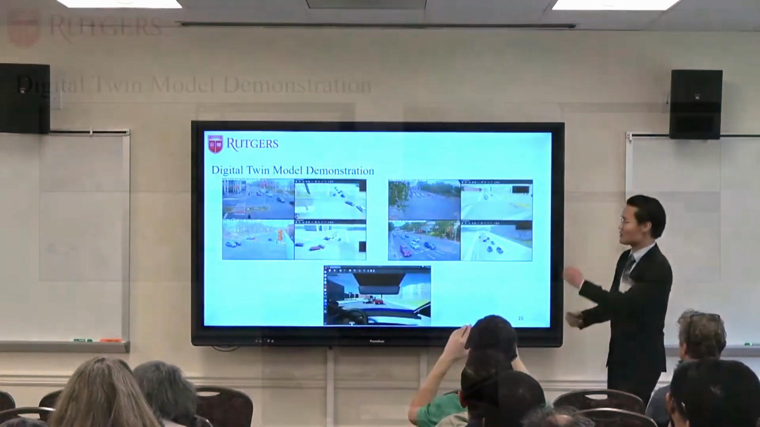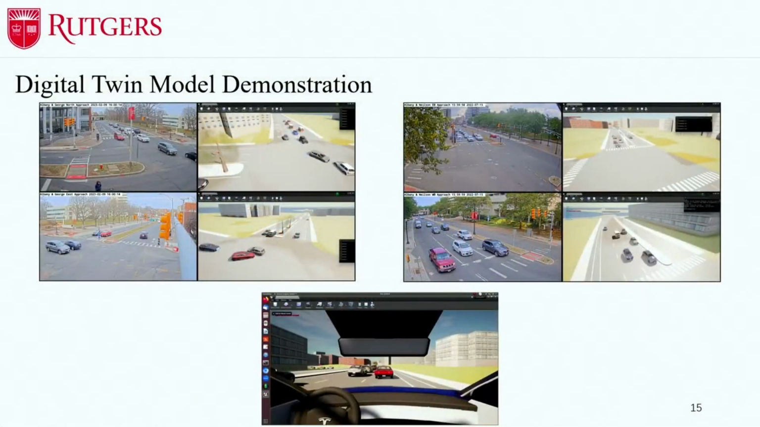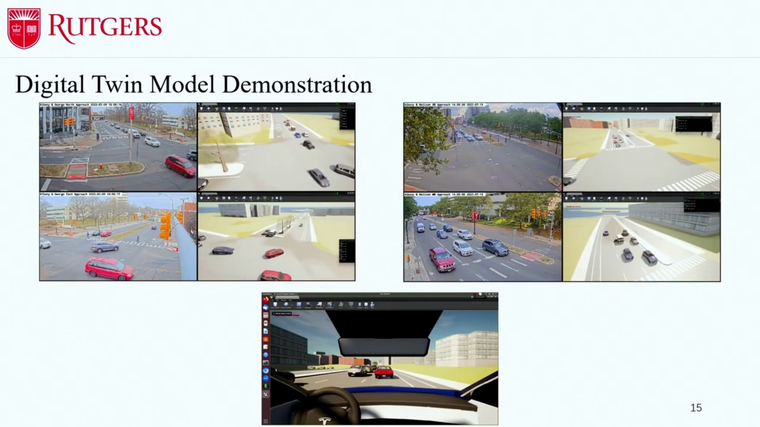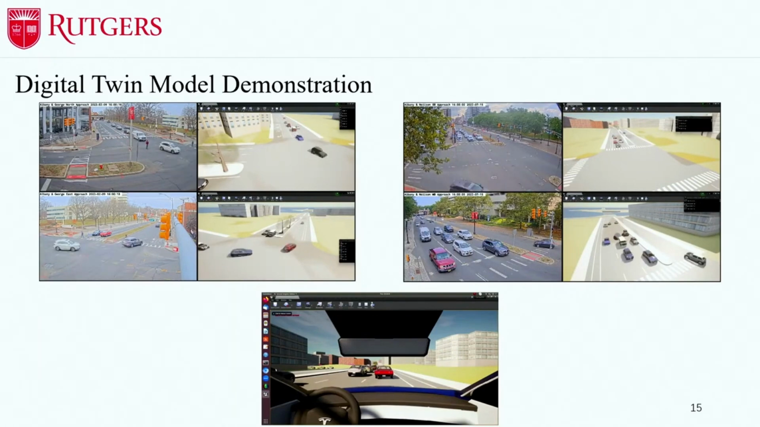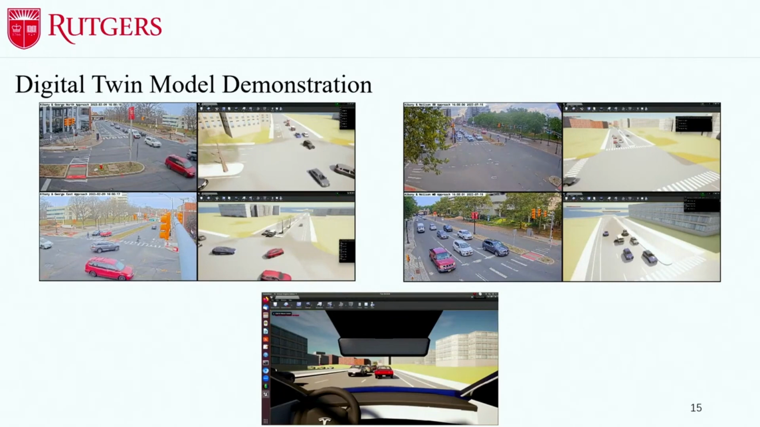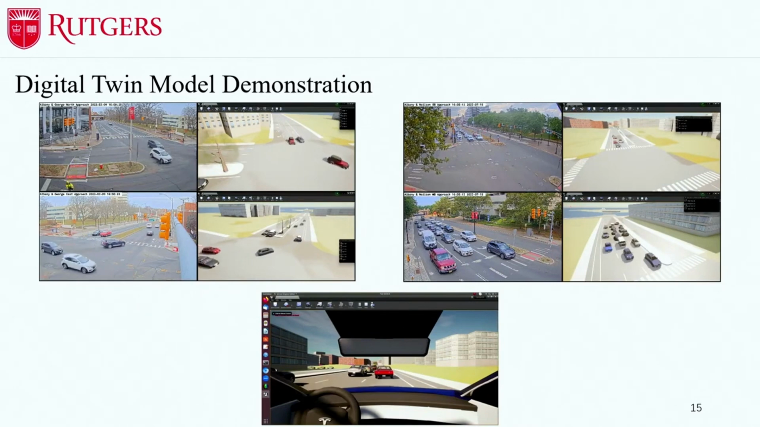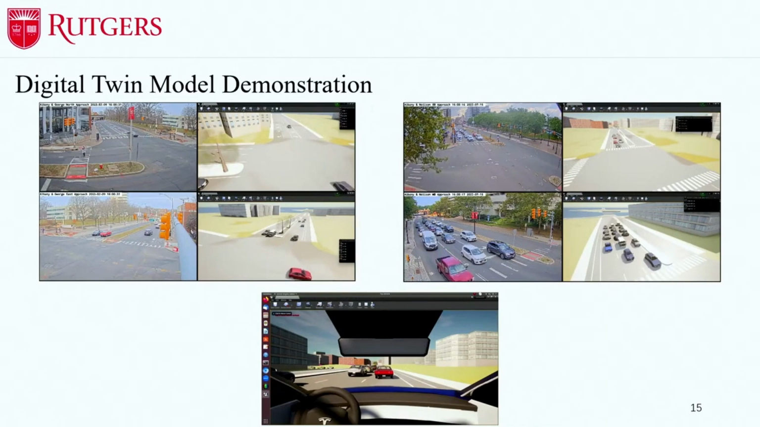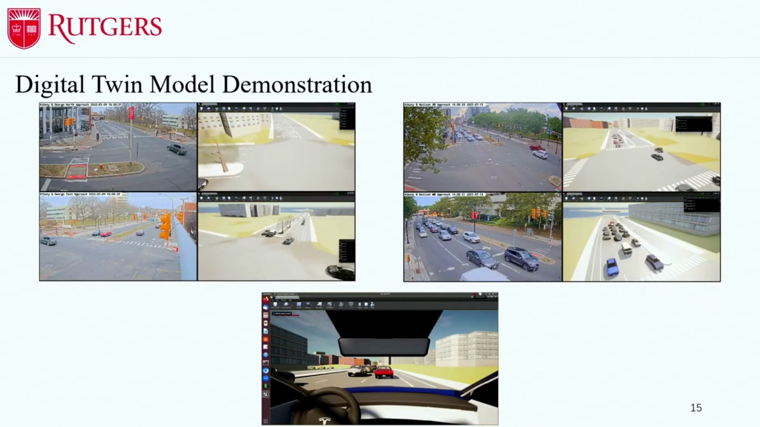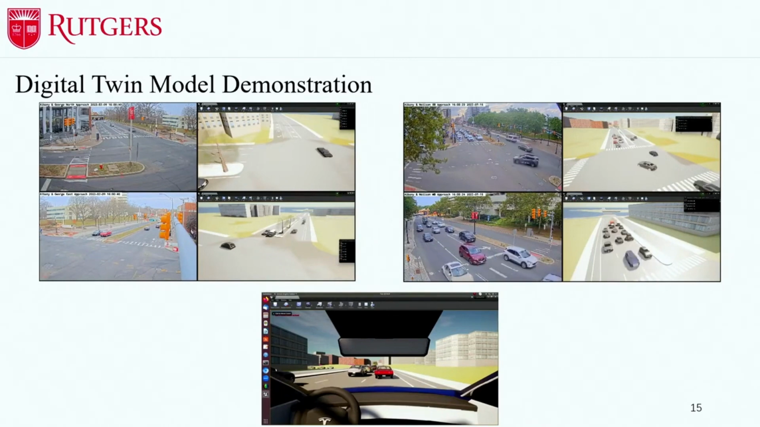The last one is our digital twin model demonstration, a comparison between our camera angle and our digital twin angle. Sorry, there is a little bit of latency here. We have the capability to update our digital twin model dynamically at the same time as we receive our trajectory data, so we can replicate everything in real time and have the same data stream as the camera does.